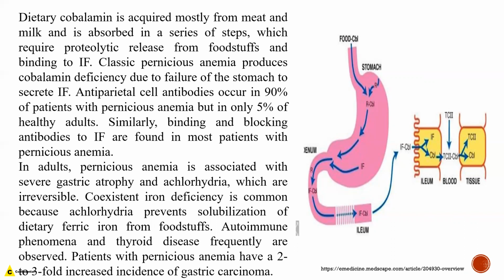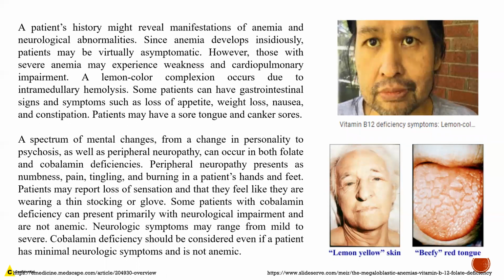Autoimmune phenomena and thyroid disease are frequently observed. Patients with pernicious anemia have a 2 to 3-fold increased incidence of gastric carcinoma. A patient history might reveal manifestations of anemia and neurological abnormalities. Since anemia develops insidiously, the patient may be virtually asymptomatic. However, those with severe anemia may experience weakness and cardiopulmonary impairment.